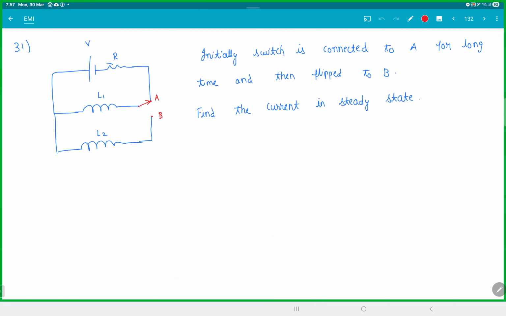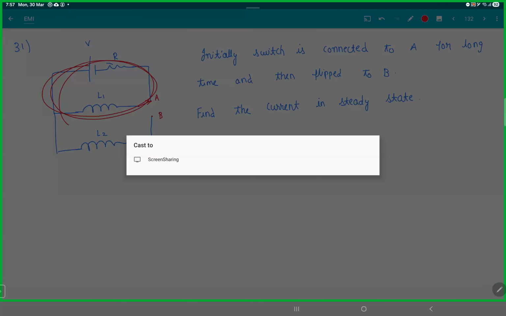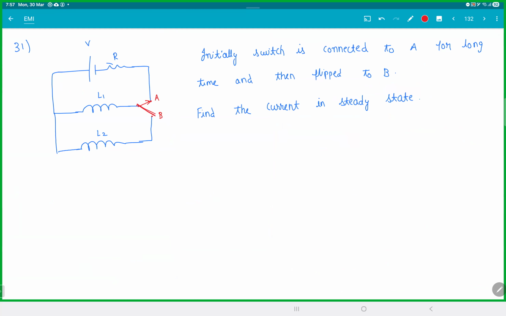What happens if there are 2 inductors? But this idea is good. Remember what I told you just now? The inductors will try to maintain the current. So see what happens here. When you connect it here, the current will be V by R. Now you're flipping the switch from A to B. Now what happens? L1 will say, boss, I want to maintain the current. L2 will say, I don't want current.